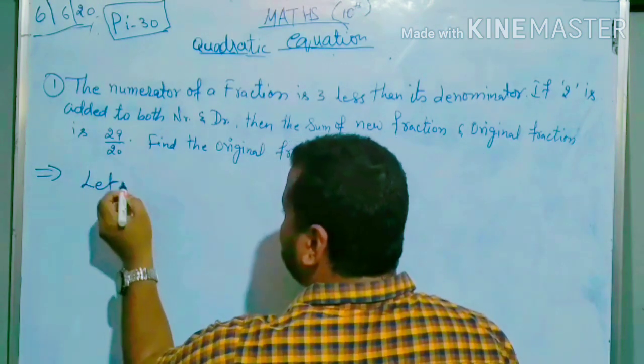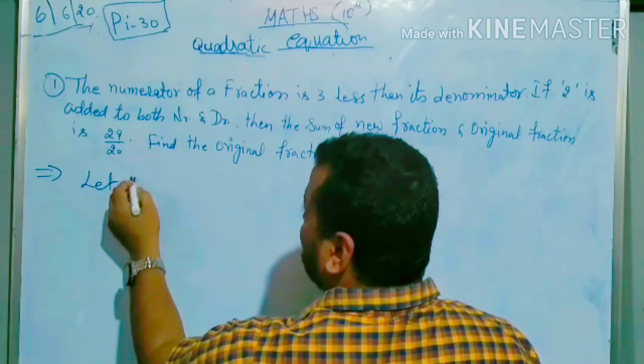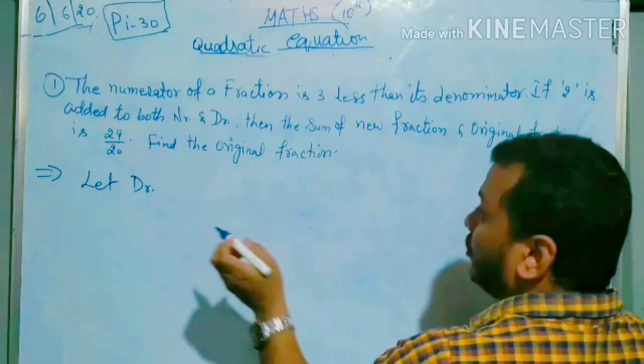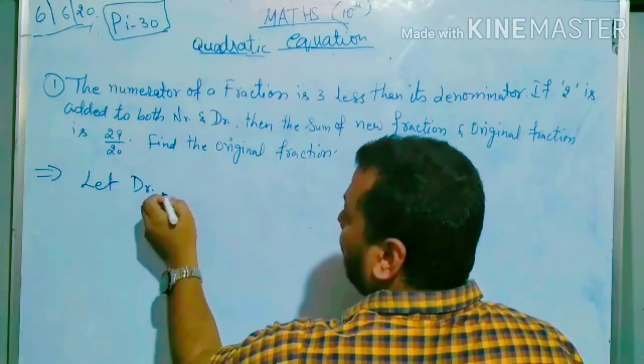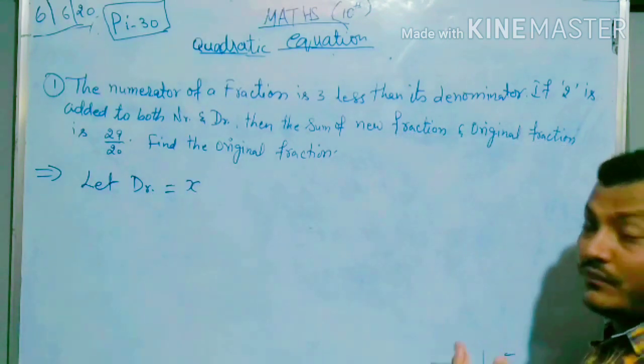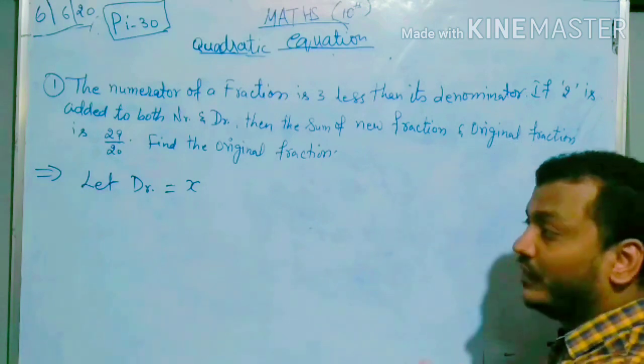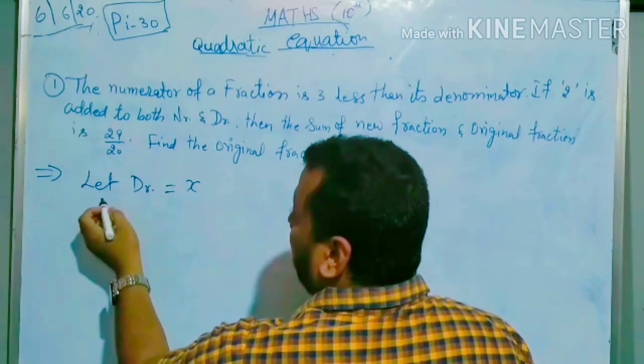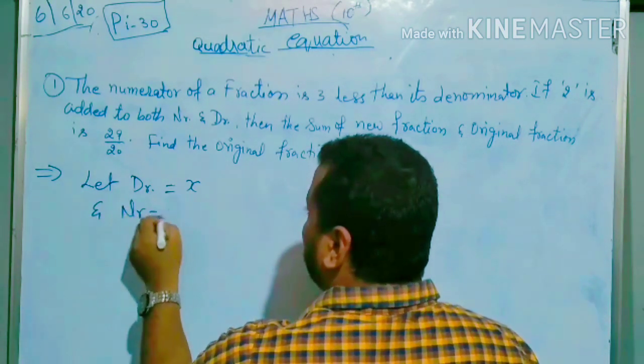So let, I'll just mention this in the shorter form. Let the denominator be equal to x. You can solve by the one variable x also, or you can take the two variables also, and then you can convert. And numerator is equal to y.